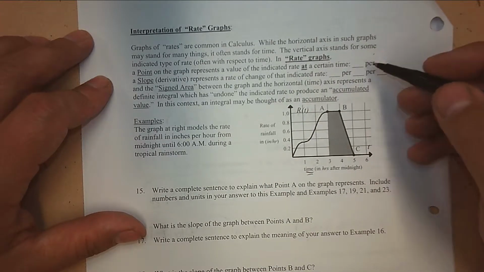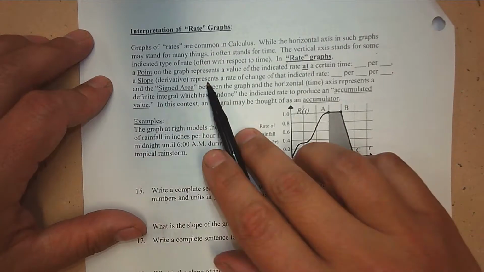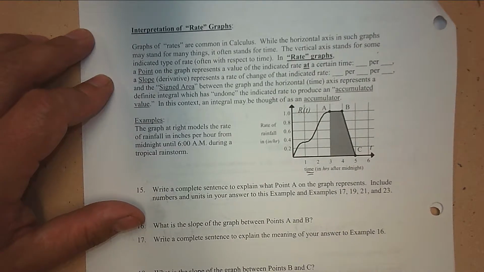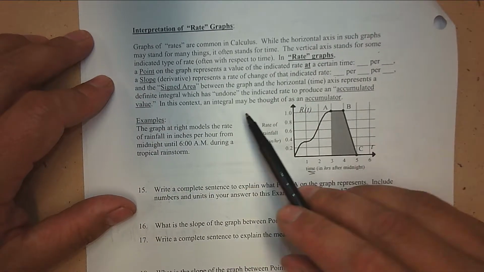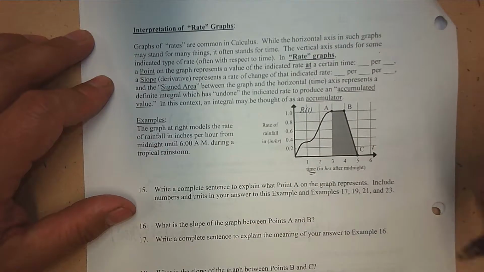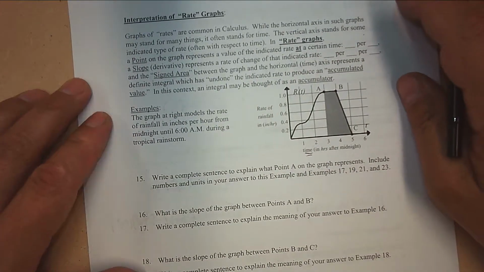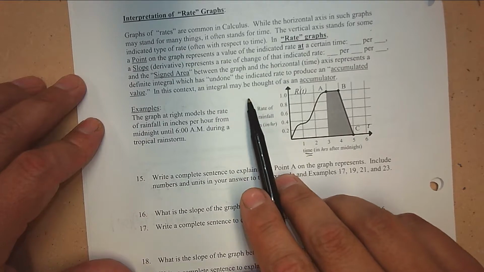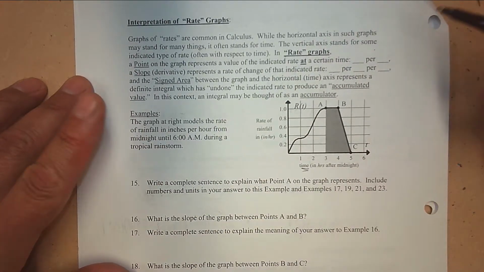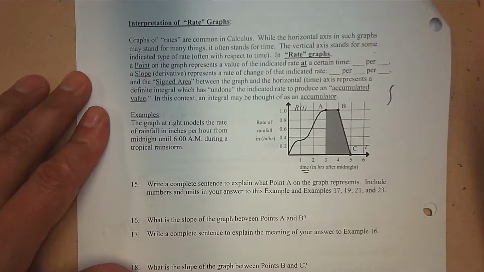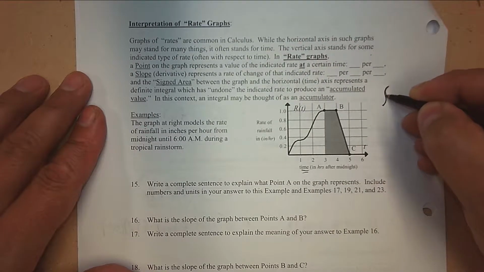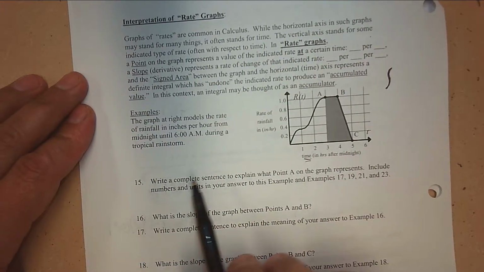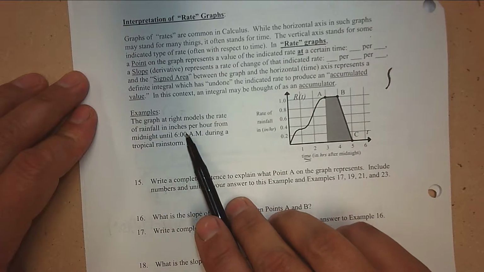So there, it would be something per something. A slope represents a rate of change at that indicated time. Something per something per something. And the signed area between the graph and the horizontal time axis represents a definite integral, which has undone the indicated rate to produce an accumulated value. In this context, an integral may be thought of as an accumulator. One of the definitions of understanding an integration is understanding that it has a long S that adds up and accumulates all the stuff.